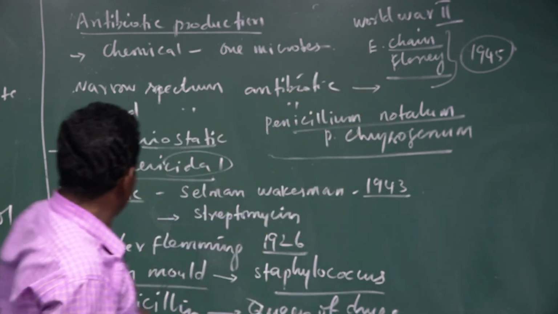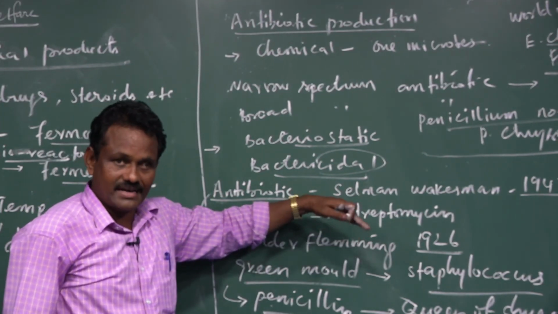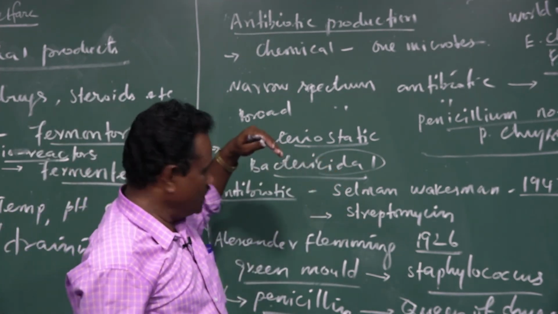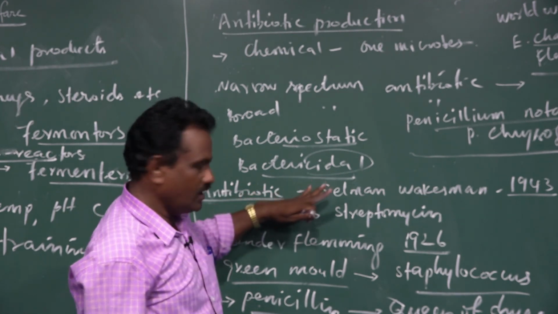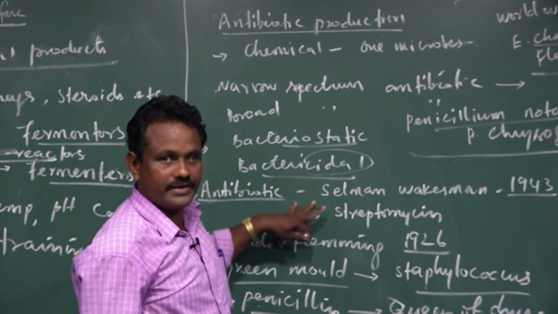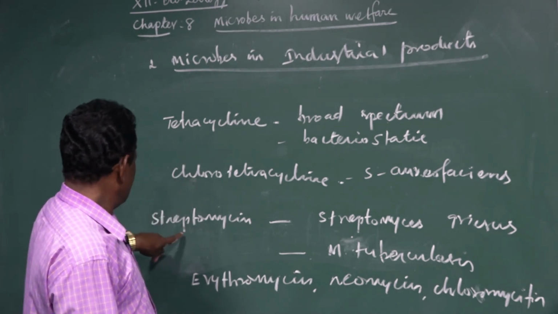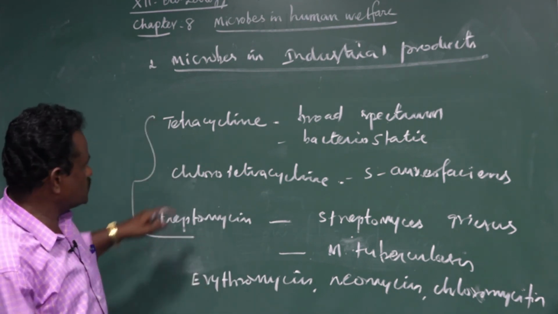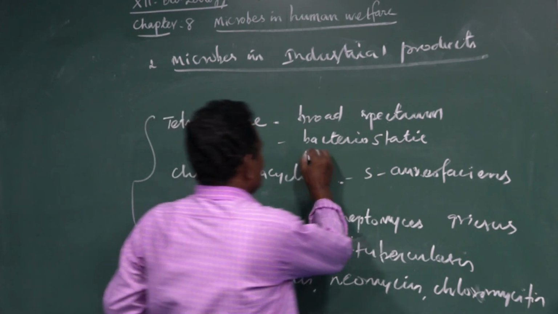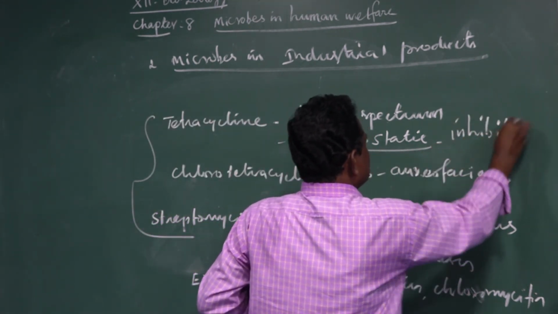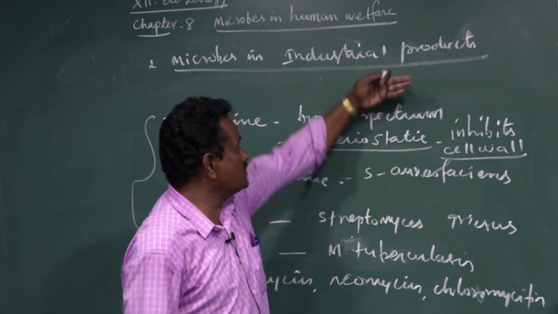Later, antibiotics like streptomycin, tetracycline, neomycin, and different types of antibiotics were prepared. Now we are using all these medicines in the pharmaceutical industry to cure different types of diseases. Medicines like tetracycline, chlorotetracycline and streptomycin are broad spectrum antibiotics, and tetracycline is a bacteriostatic antibiotic. As said earlier, bacteriostatic antibiotics generally inhibit the cell wall synthesis of bacteria, and also inhibit the protein synthesis of bacteria.